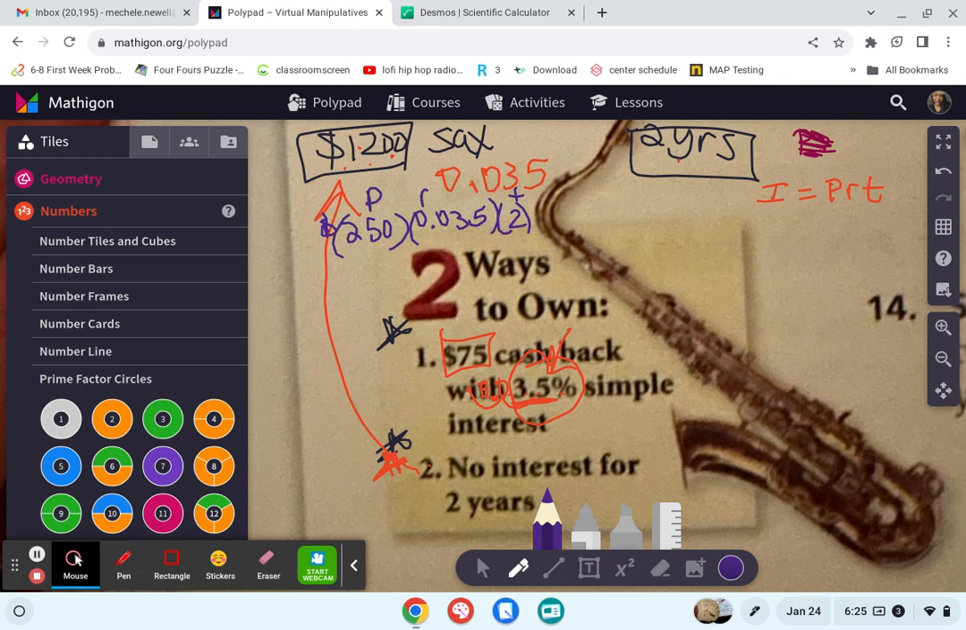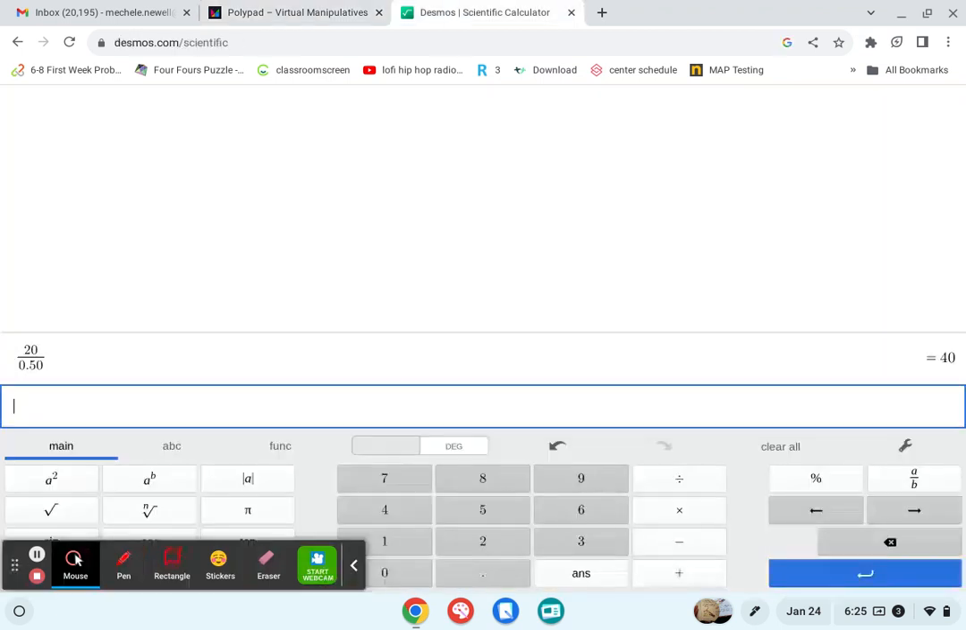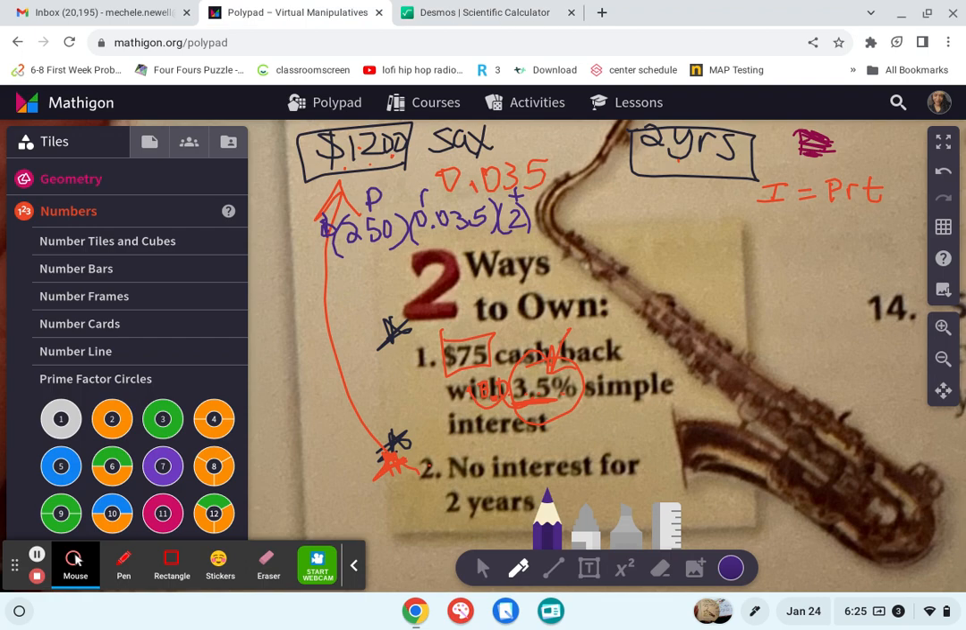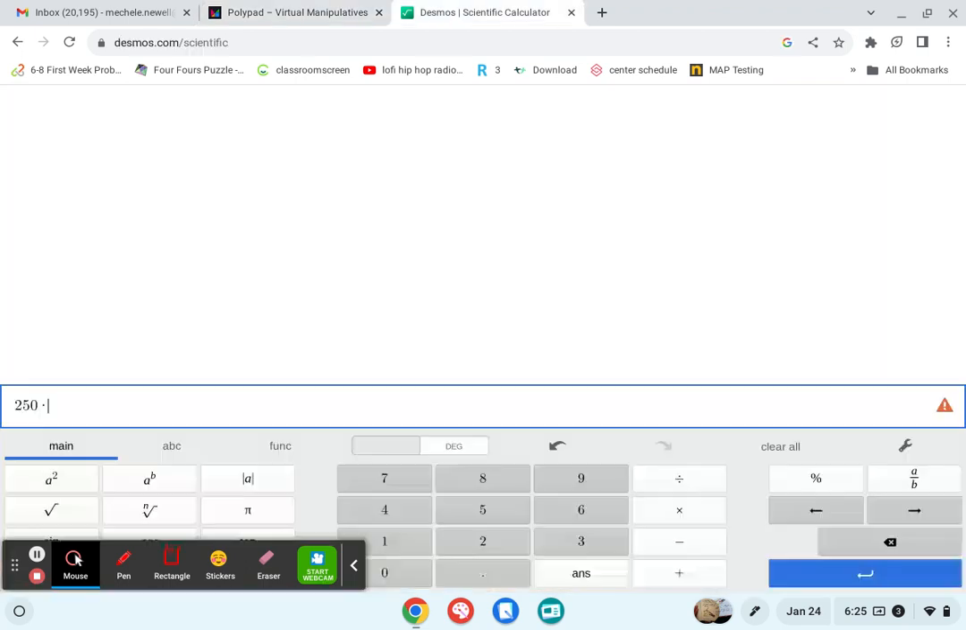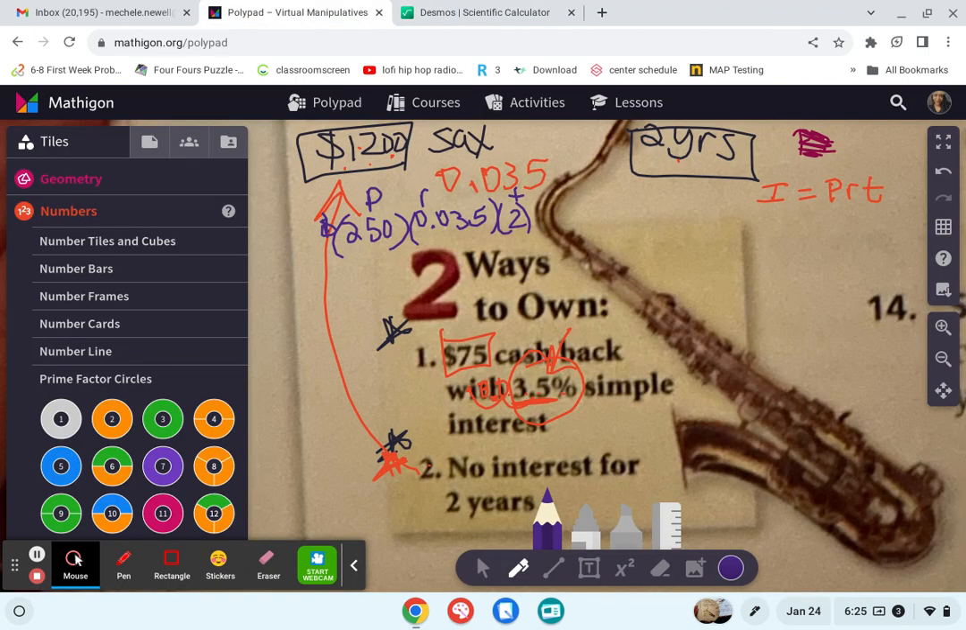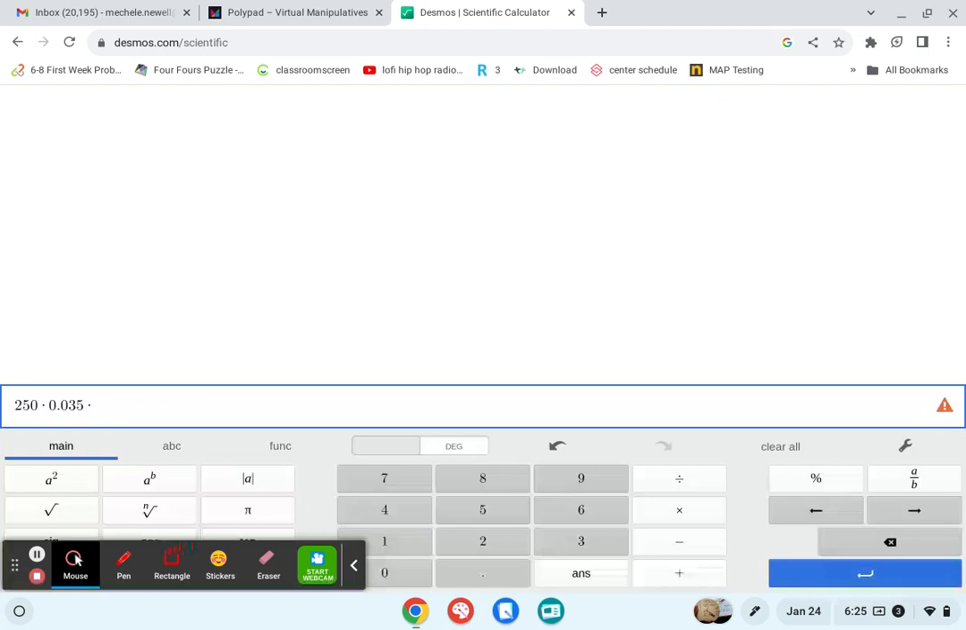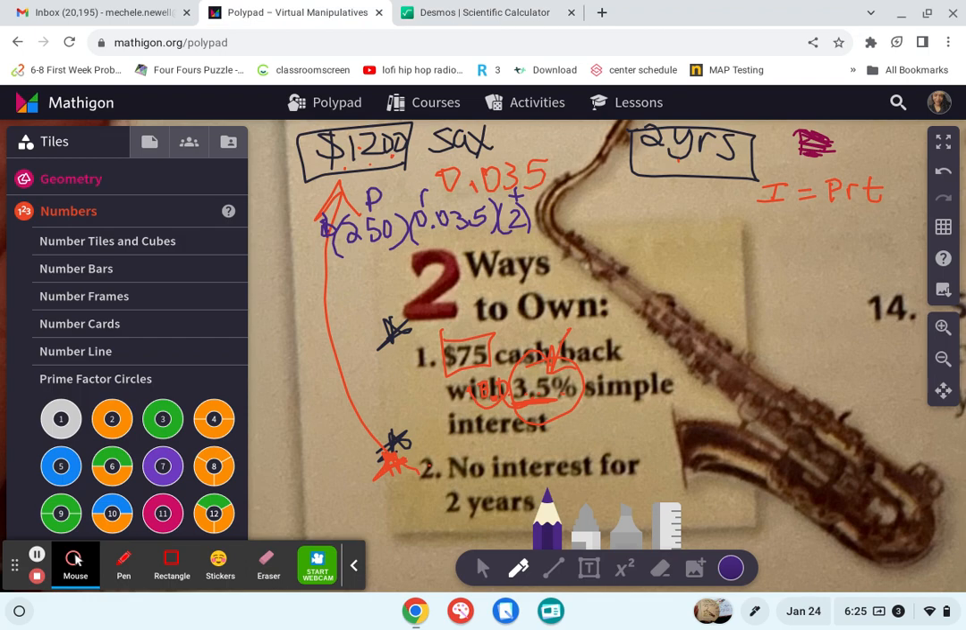Let's get that done. Let me go ahead and clear this. 250 times 0.035 times 2. What do I get? 17.5.